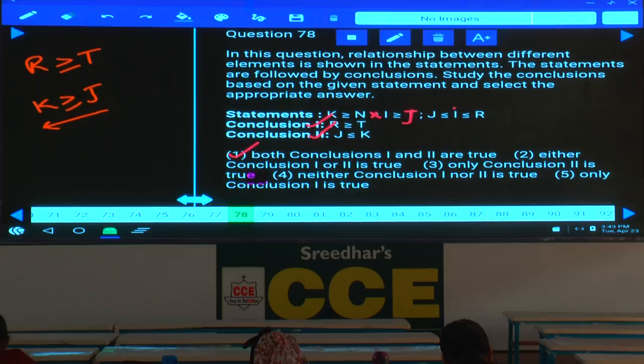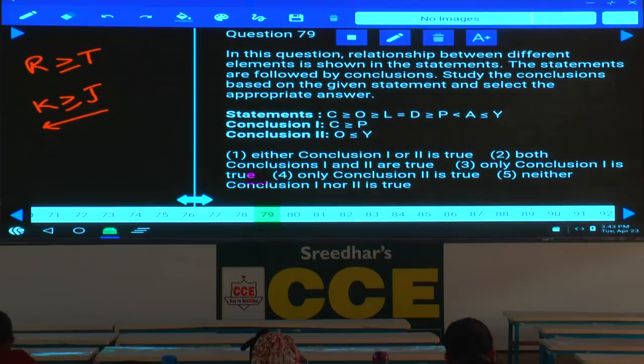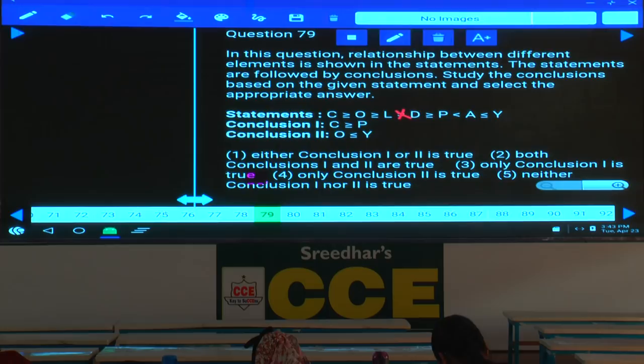Question number 78, it is choice 1. Then 79. Now in this question number 79, the relation between C and P. Forget about this one. Between C and P, C greater than or equals to P, definitely true. Then coming to the next one, O and Y. O is here and Y is here. Between O and Y, there is one greater than, one lesser than, two opposite symbols, that is false. Hence, only conclusion 1 is true, that is choice 3, 79 choice 3.